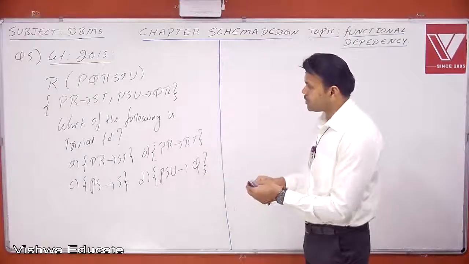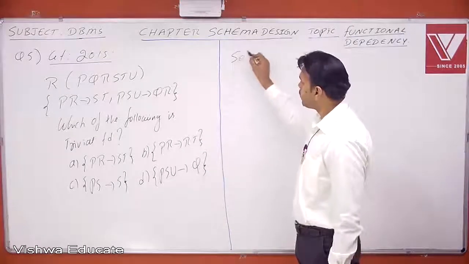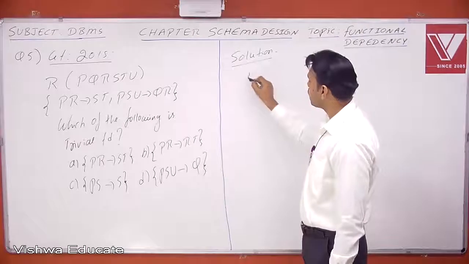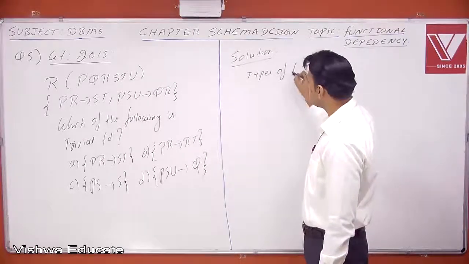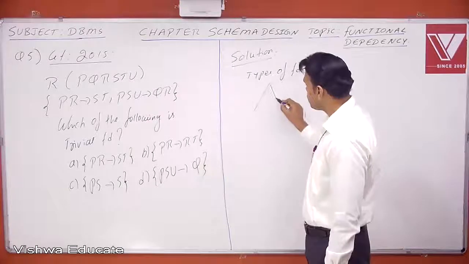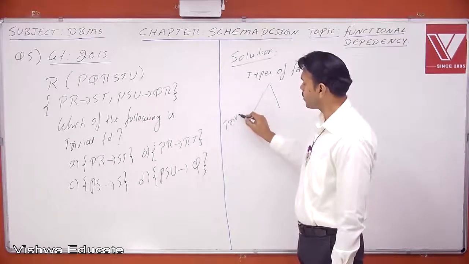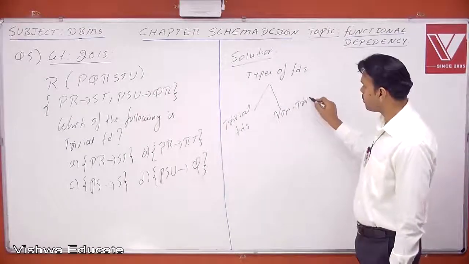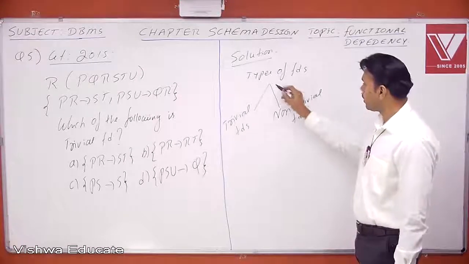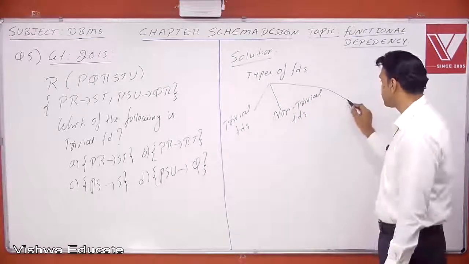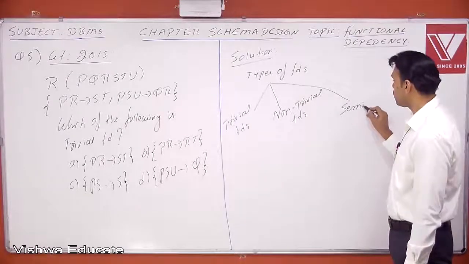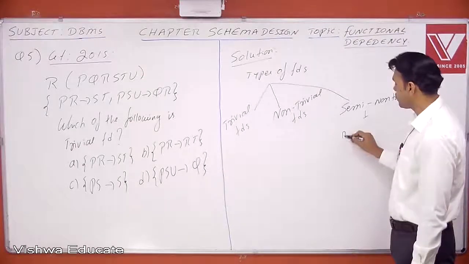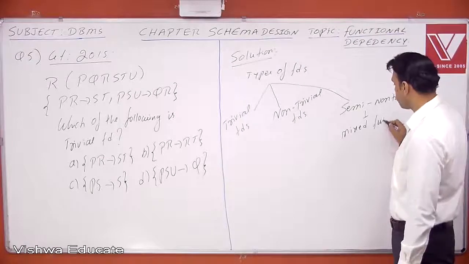So listen once, the solution comes like this. We have types of functional dependencies. Two things we know: one is the trivial variety, and we also know the non-trivial variety. And one more variety is there, that is called semi-non-trivial. You can also call it mixed functional dependency.